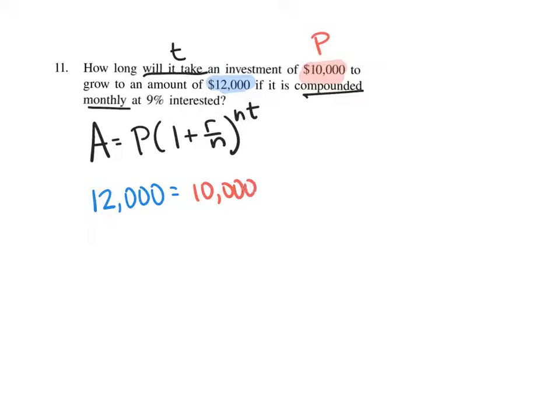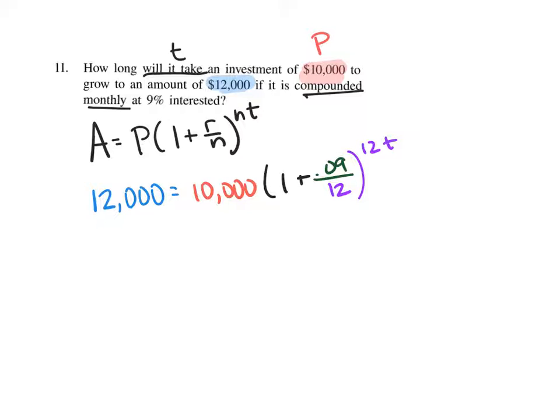10,000 times 1 plus, and the rate here is 0.09. Compounding it monthly, so I'm going to compound it 12 times in a year. And I want to figure out how many years I need to do that for. So I'm going to get 12 times t.